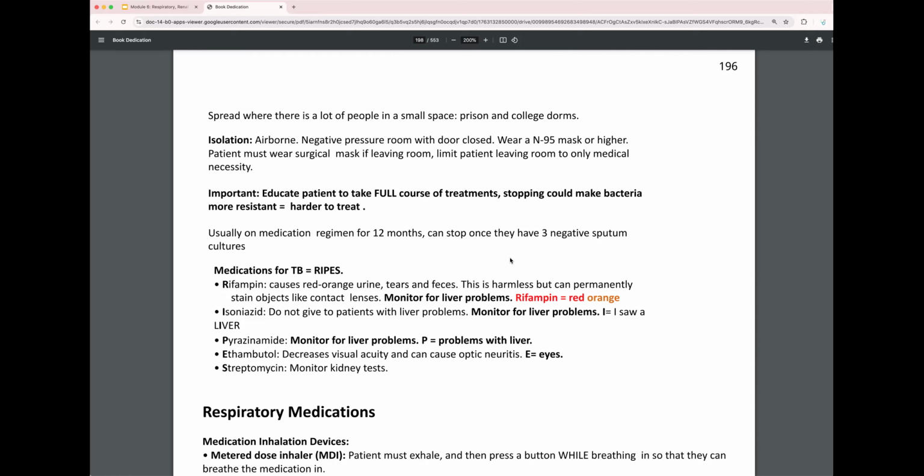Isoniazid, you have to monitor the liver enzymes. Pyrazinamide, you monitor liver enzymes. Ethambutol, you monitor for issues with the eyes. And streptomycin, you monitor for issues with the kidneys.